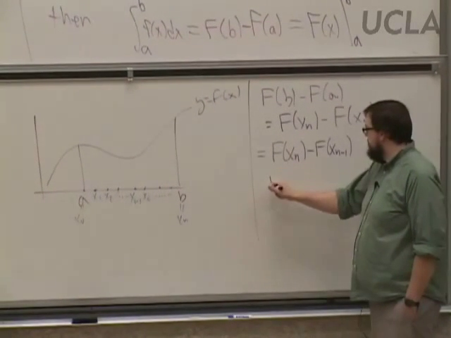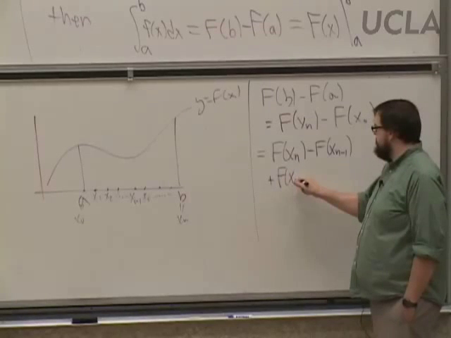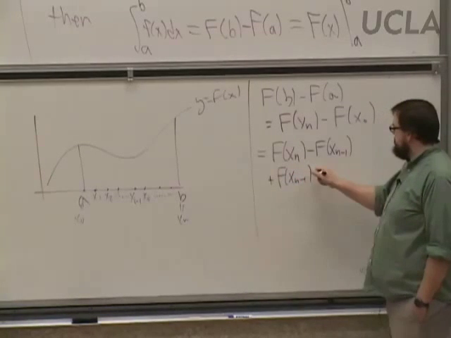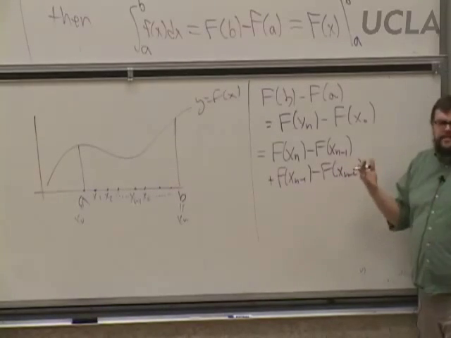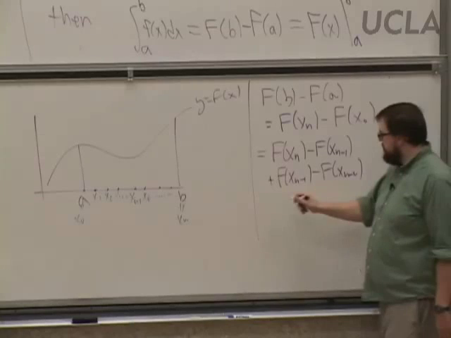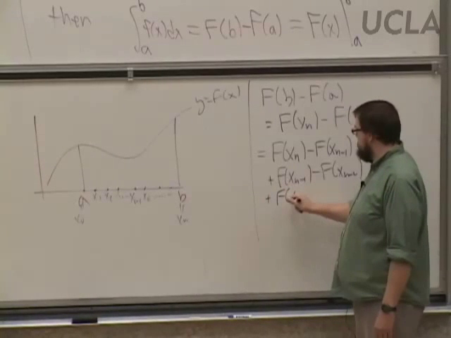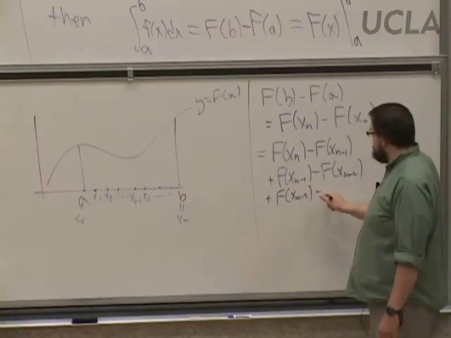I add it back. I add f of x_{n-1}. Now I'm going to subtract f of x_{n-2}. But of course, I didn't have an f of x_{n-2}, so I need to cancel it out, so I add it. And I just keep going.